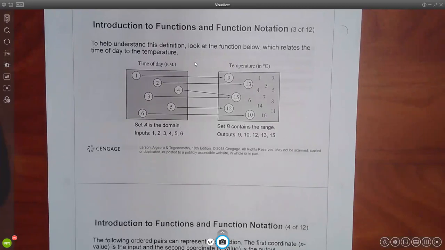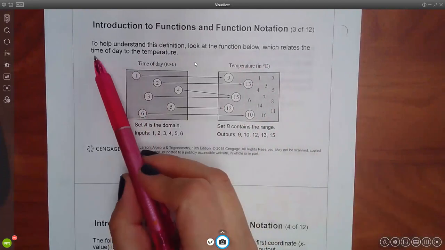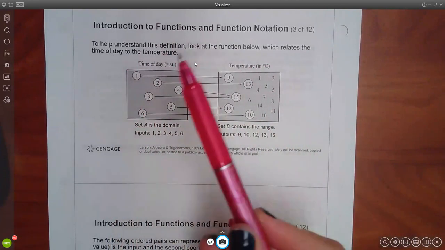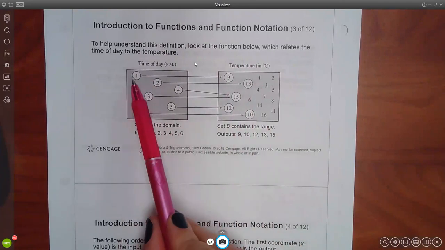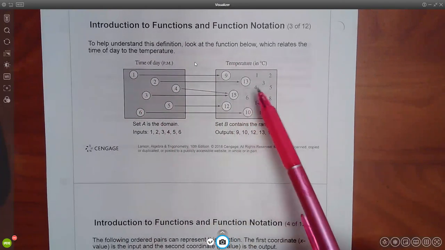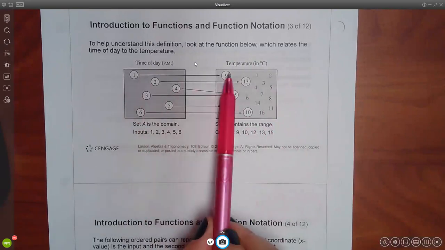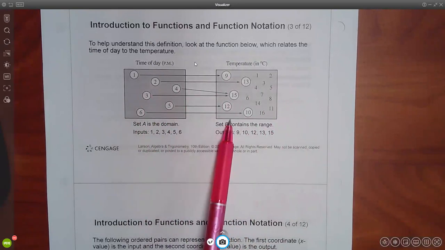So it says, to help us understand this definition, look at the function below, which relates the time of day to the temperature. So here you have the time of day, 1, 2, 3, 4, 5, 6, right? All in the afternoon. And then you have the temperatures all here. Now these are all other possible temperatures. They're just not the ones that are being mapped out, okay?